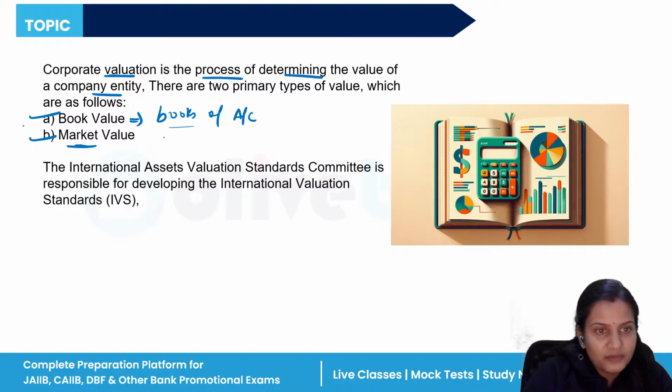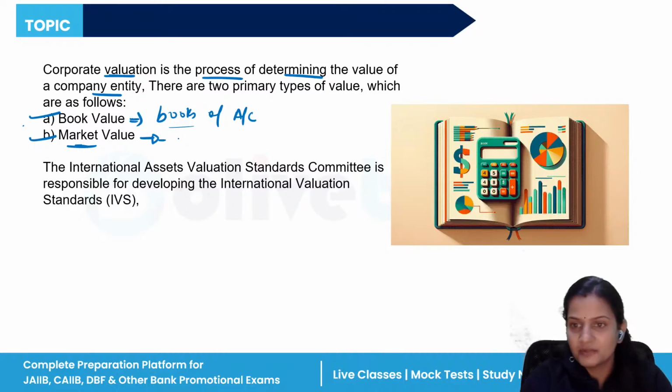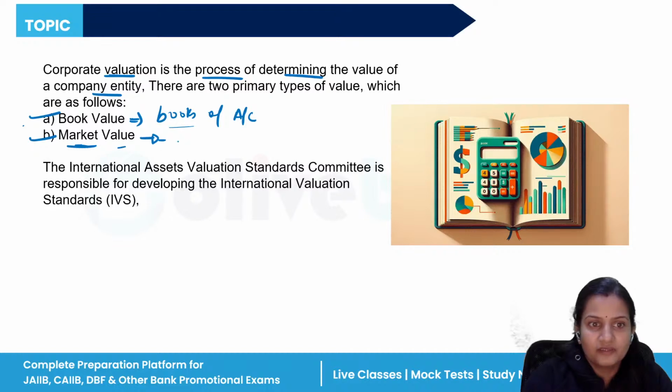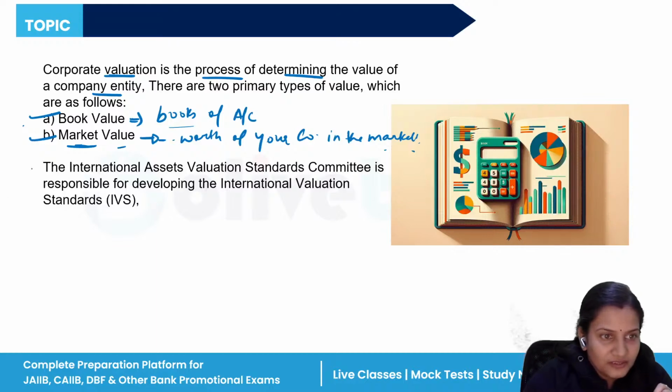And market value means what? The value which is in the market, like the value of your company. Similarly, if another company is there, what is the value of that company in the market? So market value means the worth of your company in the market. What is the value of your company in the market? That is market value.